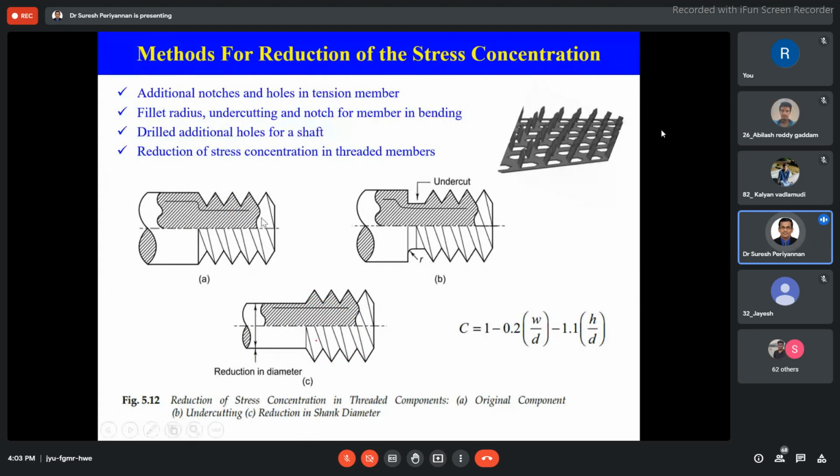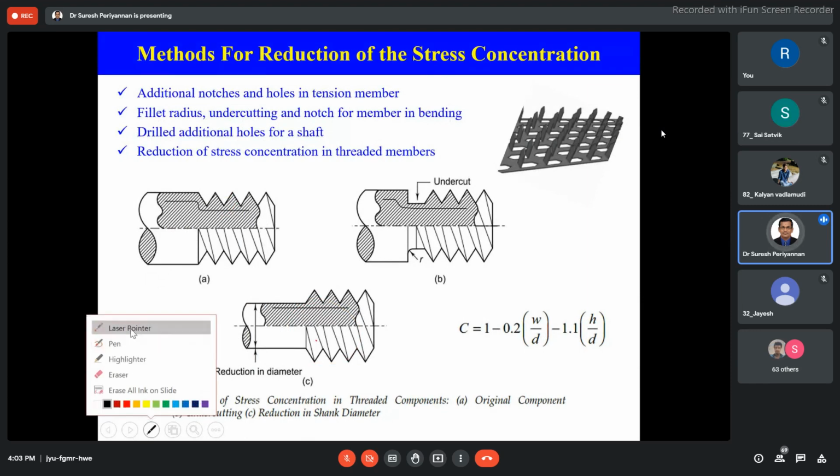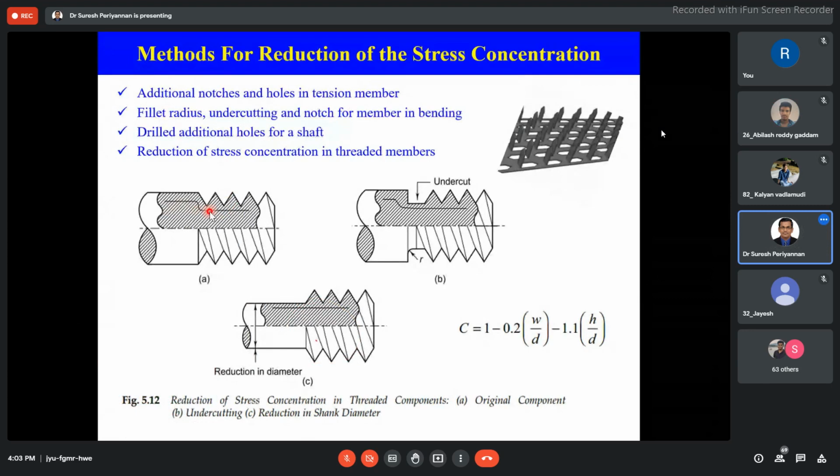See here, if you can observe the force flow lines, the stress flow lines, like this, the line is bent. It passes from the shank portion to the threaded portion. This portion is called the shank, and this portion is the threaded portion. When the force or stress flow line passes from the shank to the threaded portion, it will be bent. Then there will be more stress concentration.